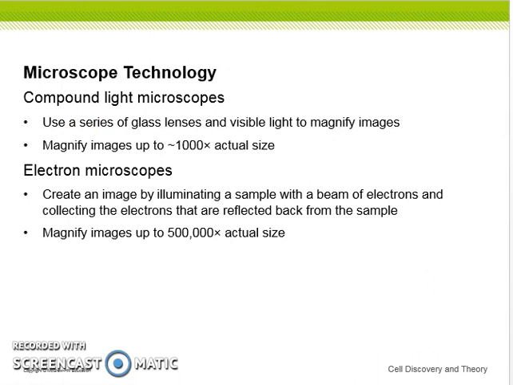So let's dive a little bit further into microscope technology. Make sure after you write microscope technology, you're writing also the textbook's page number. Compound light microscopes. They use a series of glass lenses and visible light to magnify images, and magnify images up to 1,000 times their actual size. Electron microscopes are a little different. They create an image by illuminating a sample with a beam of electrons and collecting the electrons that are reflected back from the sample. So this can magnify images up to 500,000 times the actual size.